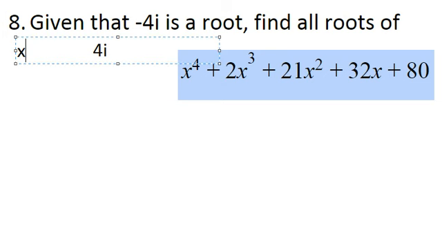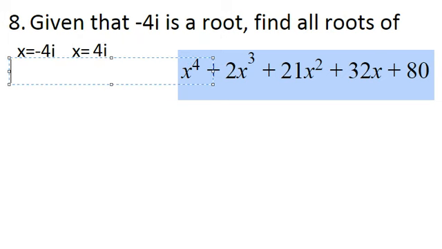So if x equals negative 4i and x equals positive 4i, we can turn these into factors. The reason we want to turn these into factors is we can't really do synthetic with this imaginary. At least we haven't learned how to do that. So we're going to change that into x plus 4i. And we're going to change x equals 4i to x minus 4i.